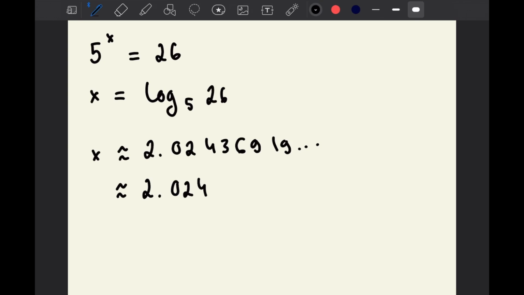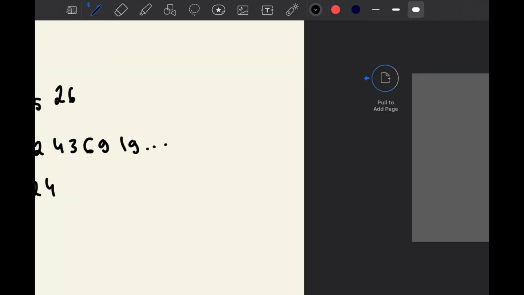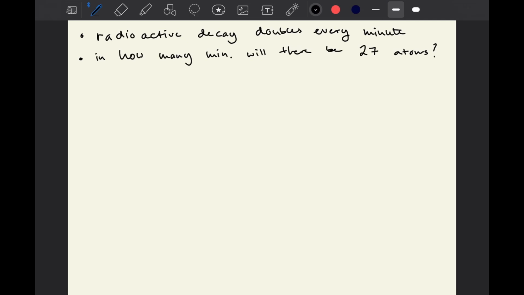And this totally makes sense. 5 to the power of 2 is 25, and 26 is just one more. So this answer for x is pretty reasonable, isn't it? Okay, let's do one last example. Let's say you have radioactive decay that doubles every minute, so the amount of particles doubles every minute. And you want to find in how many minutes there will be 27 atoms.